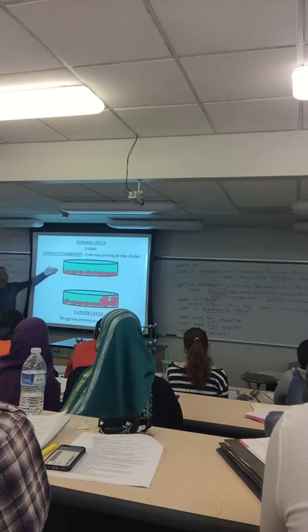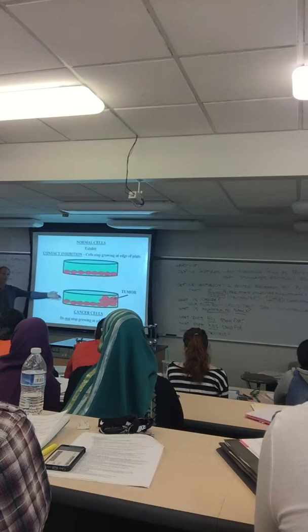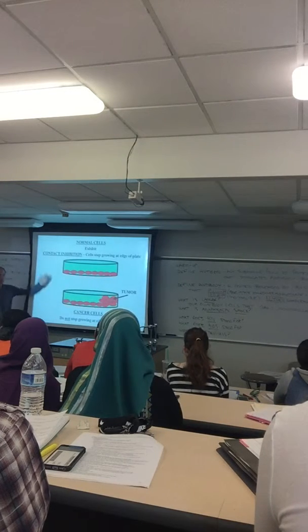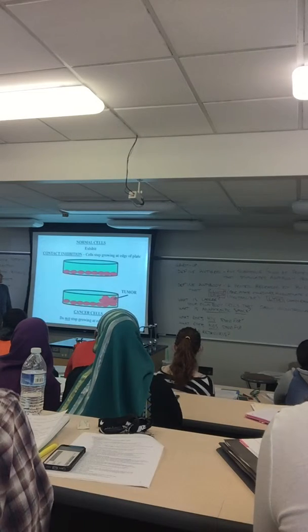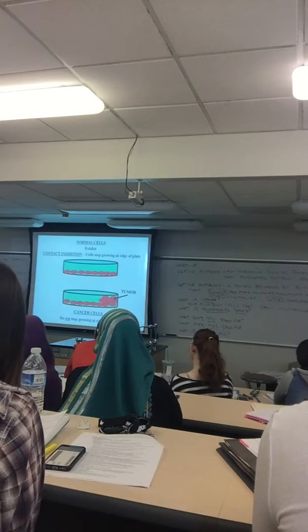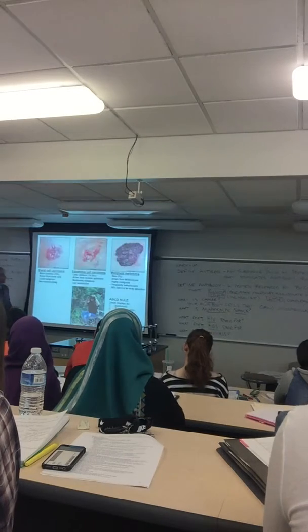So what's the difference between the normal cells that know when to stop growing and the cancer cells that do not know when to stop growing? They're both liver cells, but one stops, the other does not. So that's a big deal, this idea of contact inhibition. Somehow cells have a sense of space.